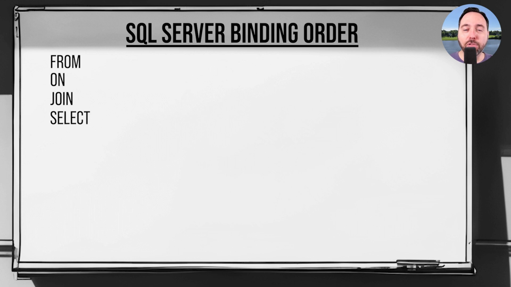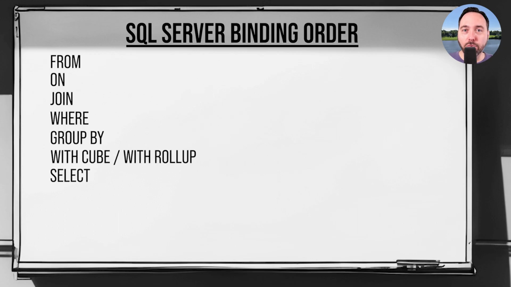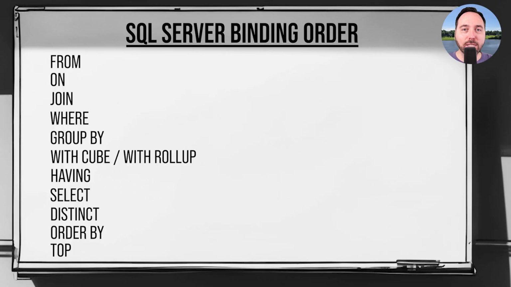After those two, we have the where clause, which filters non-aggregated data. The group by clause allows us to aggregate our data. There are a couple of clauses that we use with groups to generate results, with cube and with rollup. Those are very uncommon outside of certain analytical queries, but they nestle in right here. Then the having clause allows us to filter results after we have aggregated the data. Finally, we get to the select clause. If you're keeping track, that's the 8th item on this list. Then we get to the distinct clause, followed by order by, and finally top.